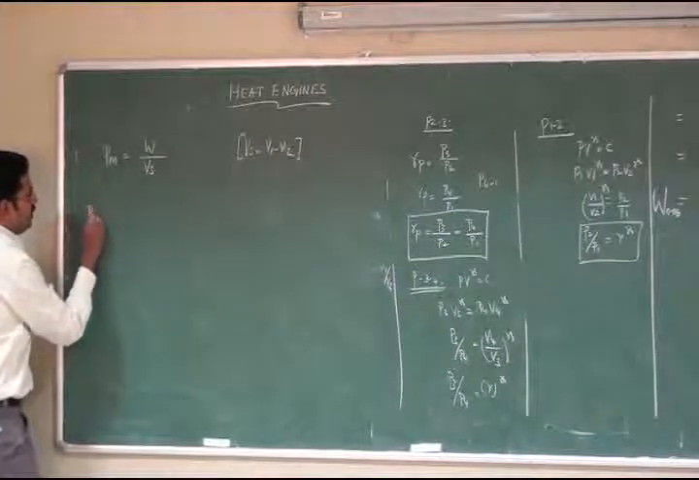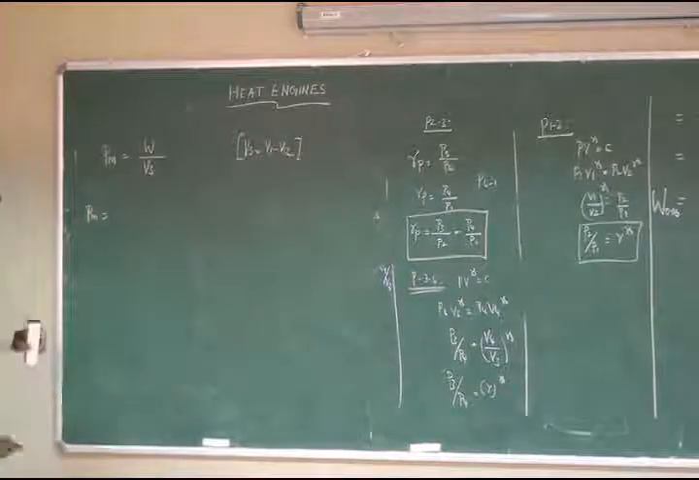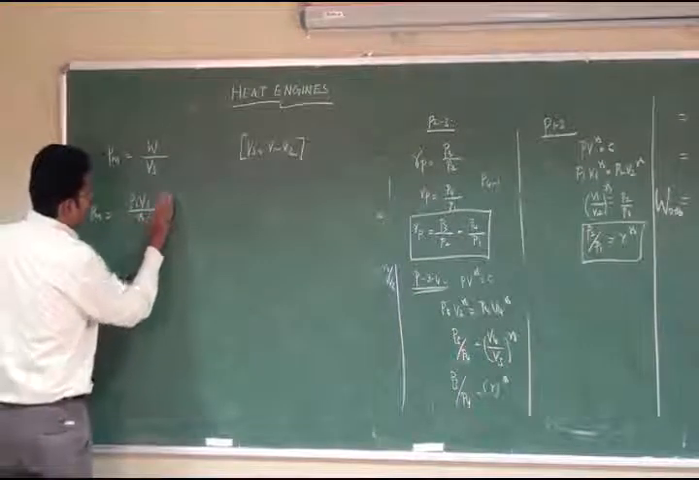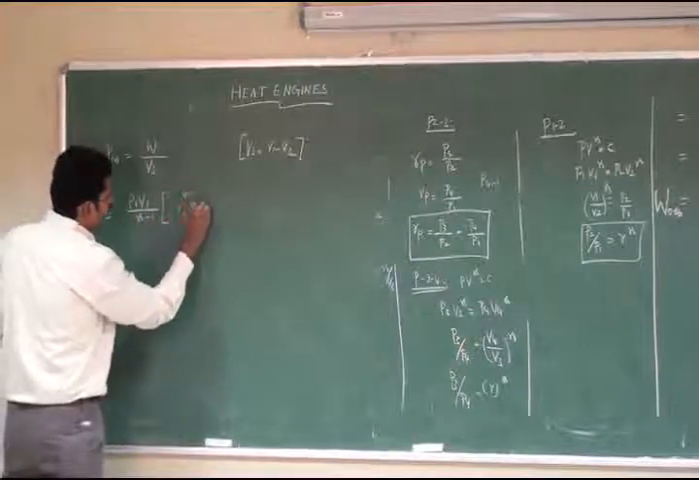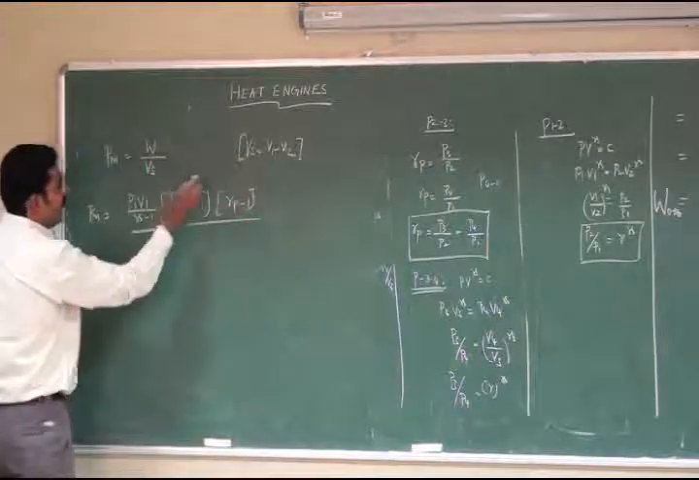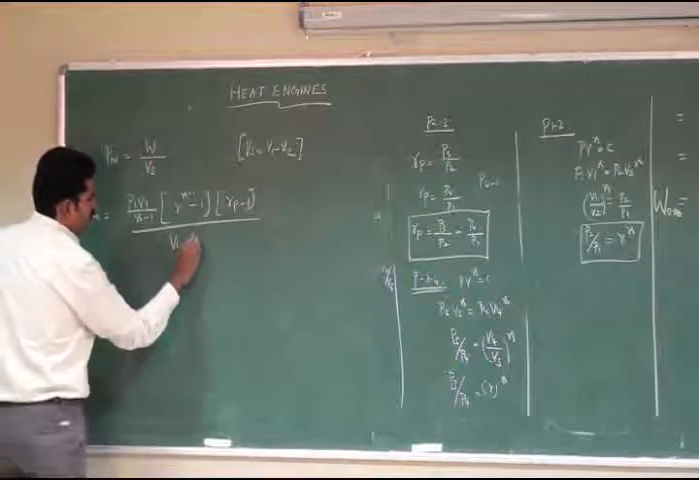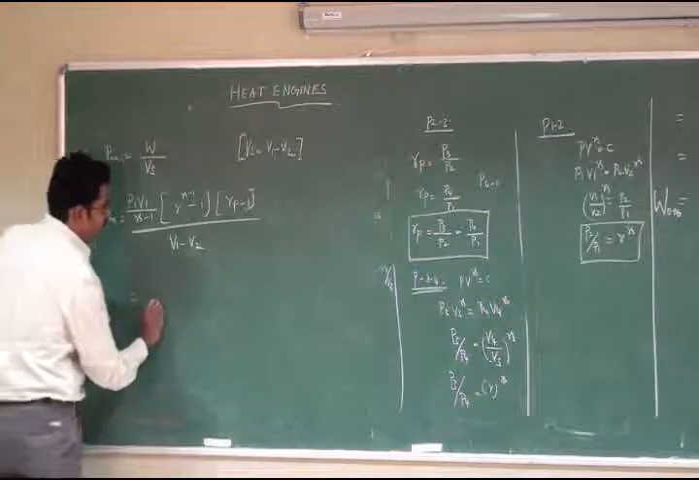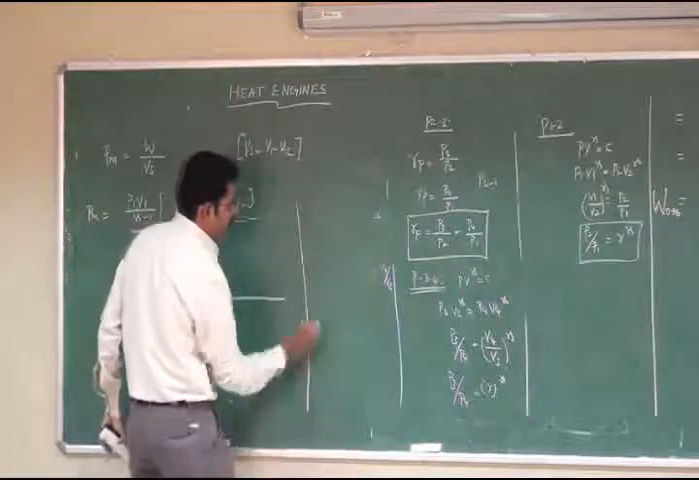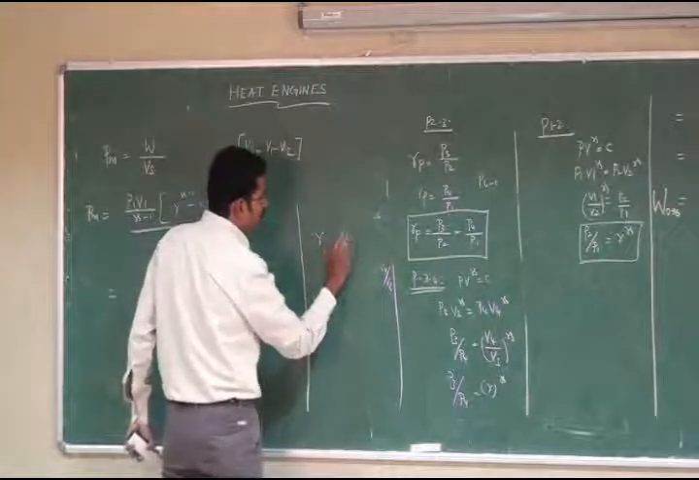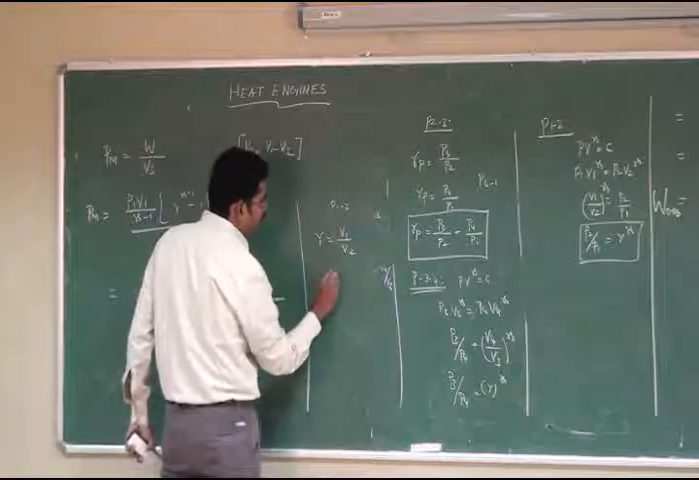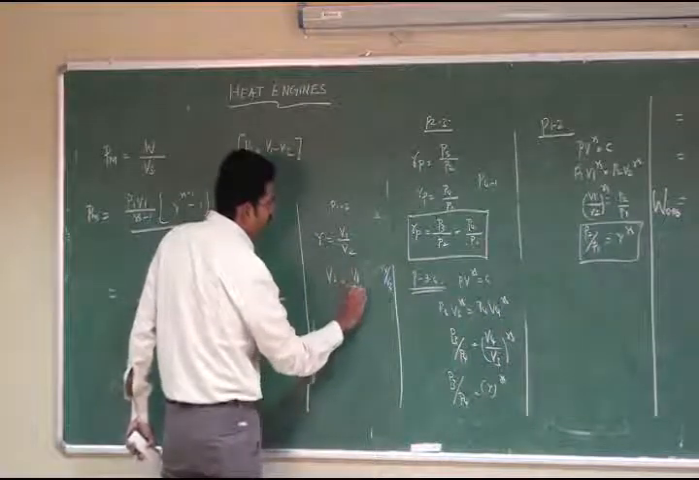Now, the work done formula we know: P1 V1 divided by gamma minus 1, into R to the power of gamma minus 1, into Rp minus 1, divided by stroke volume, which will be V1 minus V2. Here, V1 minus V2 can be replaced by using compression ratio. What is compression ratio? R is equal to V1 by V2 for process 1 to 2. Then V2 can be replaced by V1 by R.